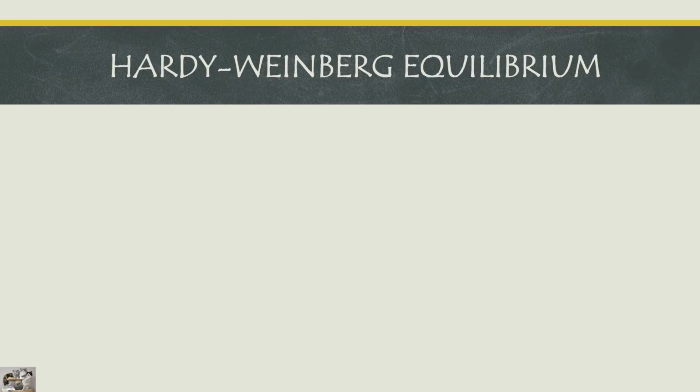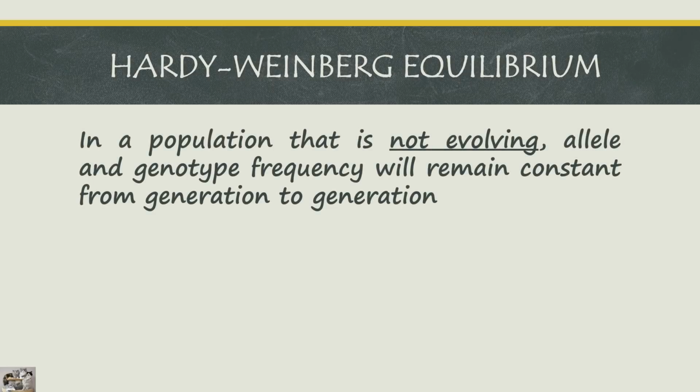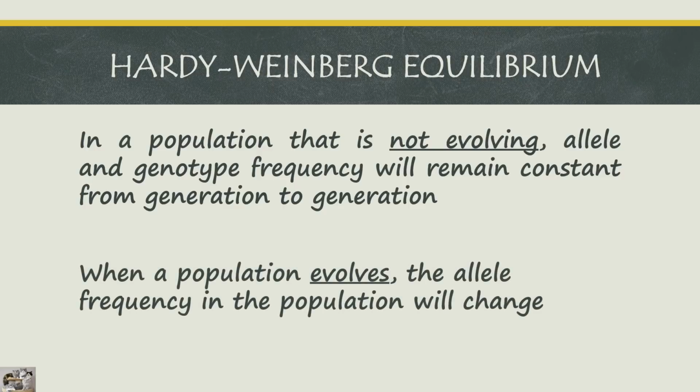Hardy-Weinberg equilibrium states that in a population that is not evolving, allele and genotype frequency will remain constant from generation to generation. When a population evolves, the allele frequency in the population will change. After we discuss Hardy-Weinberg law and the history behind it, next we continue with the 5 assumptions of Hardy-Weinberg law.